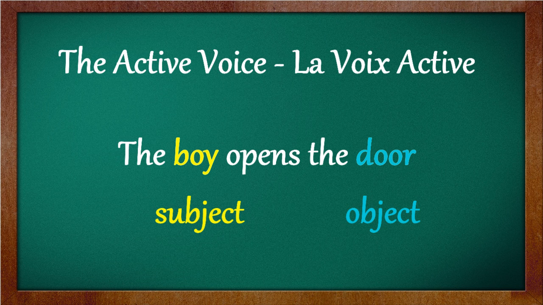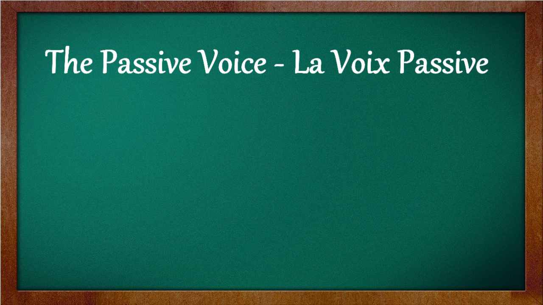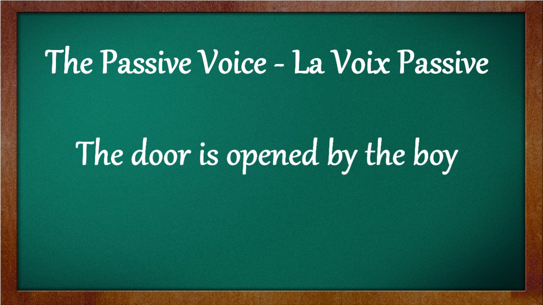It is being opened. In the passive voice, though, the subject and the object are switched around. The door is opened by the boy. The door is now the subject and the main focus of the sentence, whereas the boy is now the agent, somewhat of an afterthought, and doesn't even have to appear in the sentence for it to make sense. "The door is opened" would be perfectly acceptable.